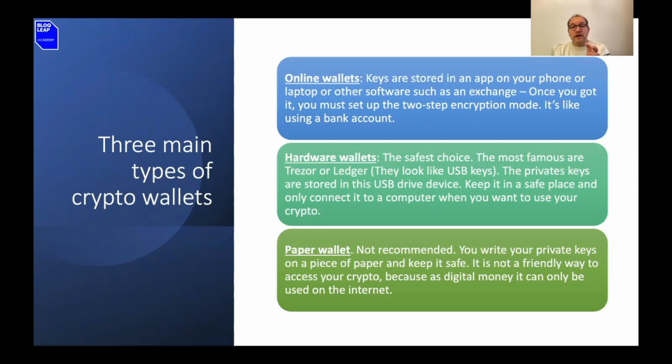Right, so the second kind of wallets are called hardware wallets, meaning that this is the safer choice for you. Why? Because you control your coins. You've got the private keys. Private key means you've got the password to access it. They look like a USB key. The most famous ones are Trezor or Ledger, and I will dedicate one lesson to these wallets.